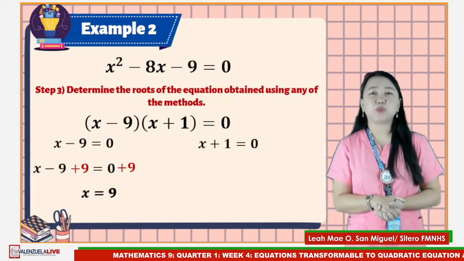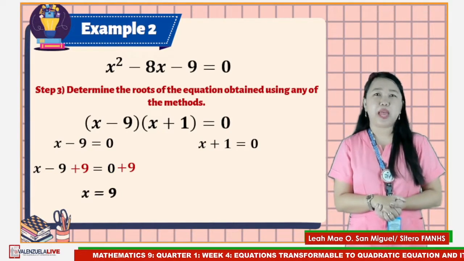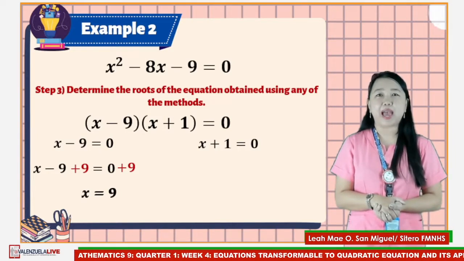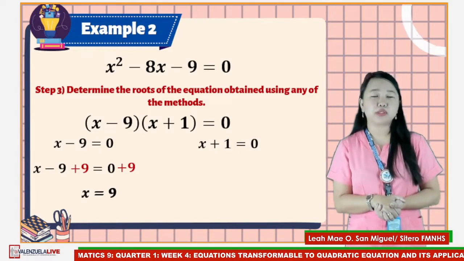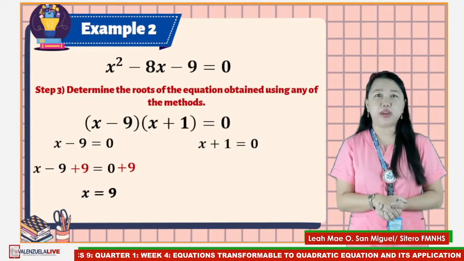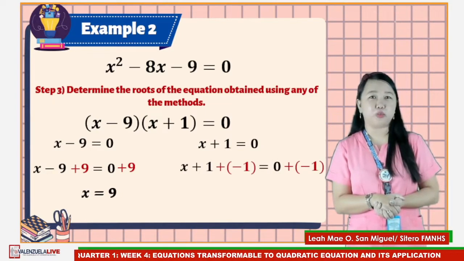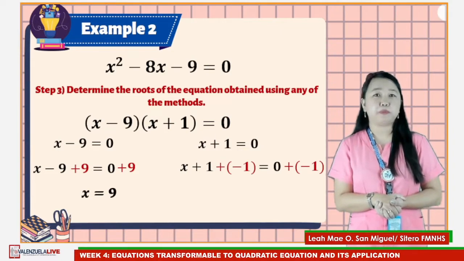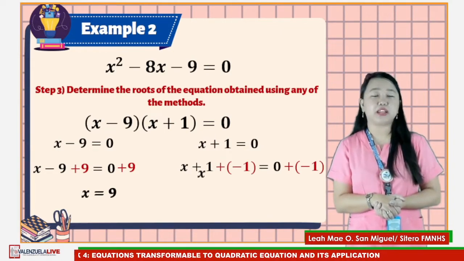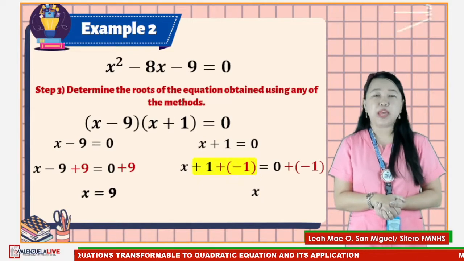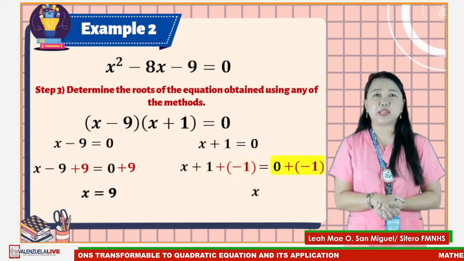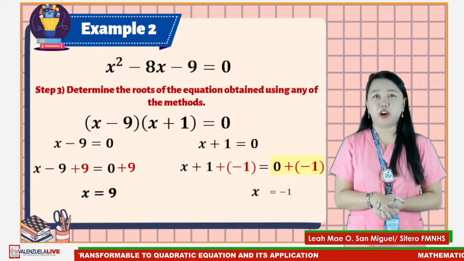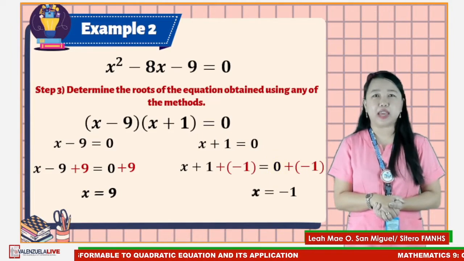Next, x plus 1 is equal to 0. Apply the addition property by adding negative 1 on both sides of the equation. We have x plus 1 plus negative 1 is equal to 0 plus negative 1. Simplify. 1 plus negative 1 is equal to 0. 0 plus negative 1 is equal to negative 1. Thus, the value of x is negative 1.